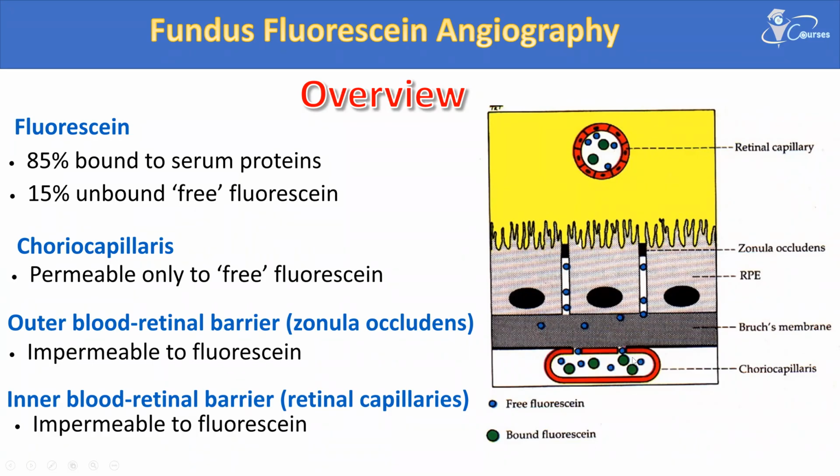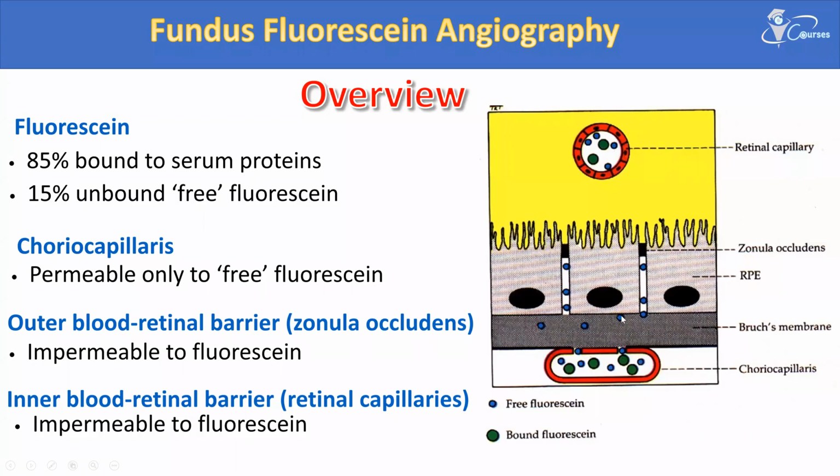The choriocapillaris is the first station that will encounter the fluorescein, and you will find that it is fenestrated. There are openings in the choriocapillaris, and these openings allow the free fluorescein to leak out. This is responsible for what's called the choroidal flush. The choroidal flush is the first stage of the fluorescein angiography, due to leakage of fluorescein through the fenestrated choriocapillaris. Then the blood is shifted from the choroidal circulation to the retinal circulation.